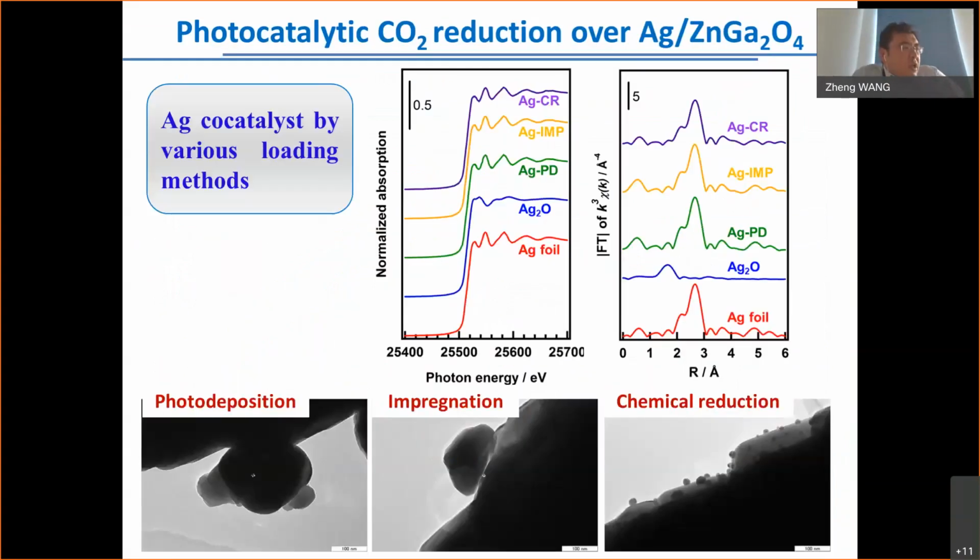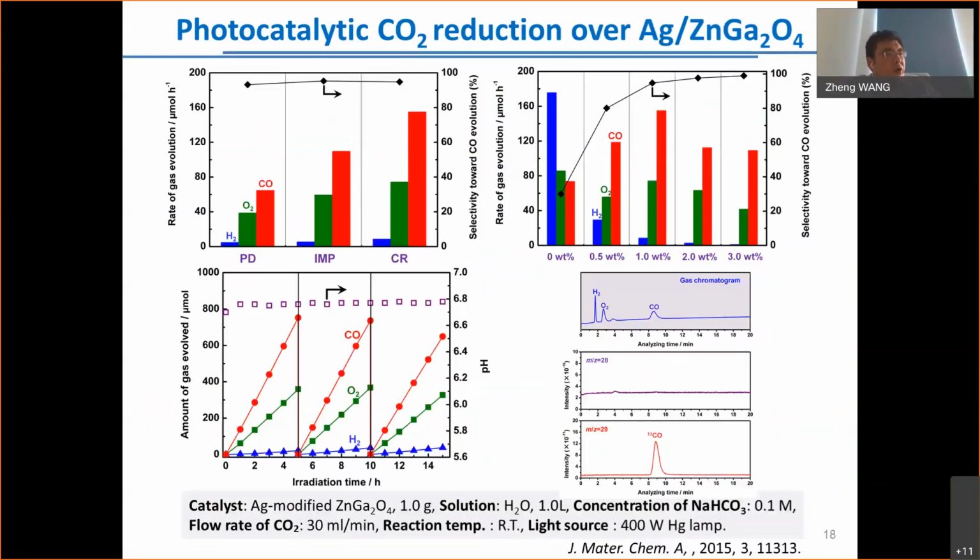Silver is an effective co-catalyst to convert carbon dioxide into carbon monoxide. As compared with different loading methods, the chemical reduction method gives homogeneous dispersion of silver particles with uniform particle size. The best overall reaction activity for carbon dioxide conversion with water was obtained on the silver modified zinc gallate by the chemical reduction method. And the selectivity towards carbon monoxide in the reduction products was as high as 95%.